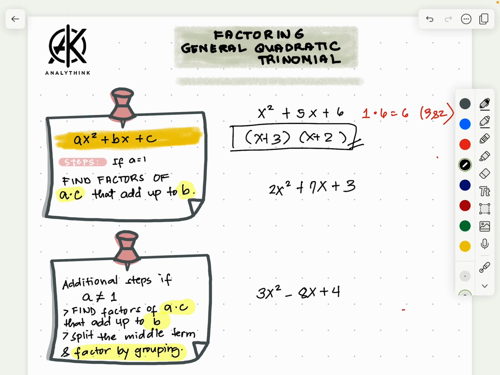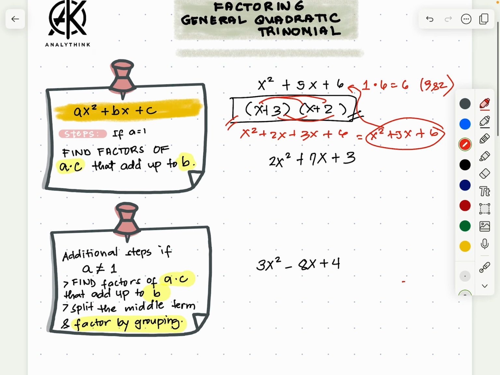Now, if you want to check if this is correct, you can use the FOIL method and you should come up to the same quadratic trinomial. So if we use FOIL here, let's try. That would be x squared plus 2x plus 3x plus 6. So I multiply this and this. The resulting polynomial would be x squared plus 5x plus 6, which is the same as our given. So our answer is correct.